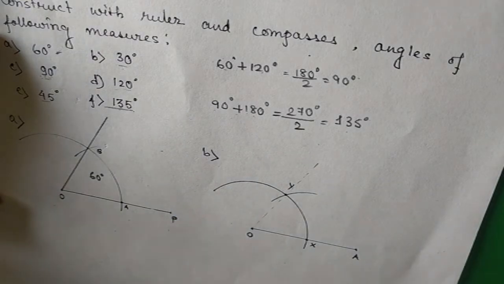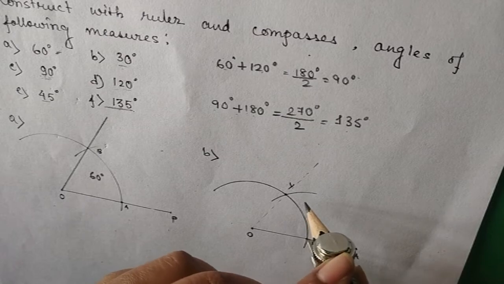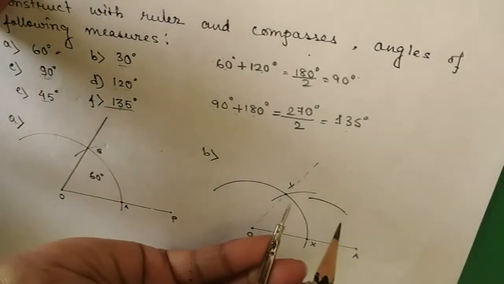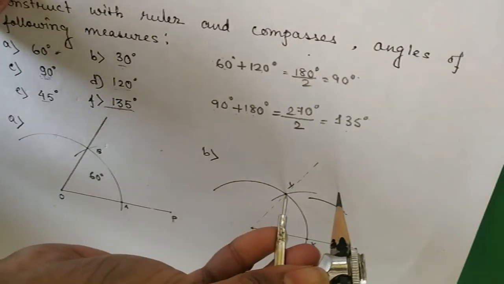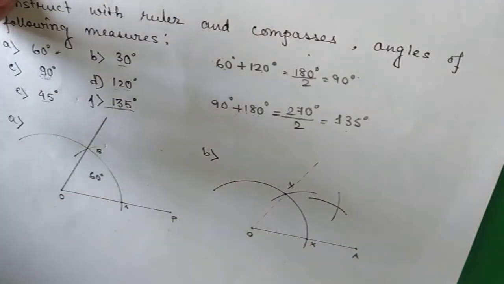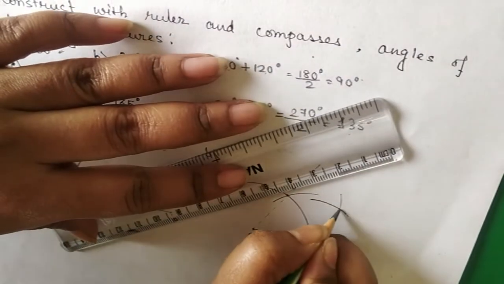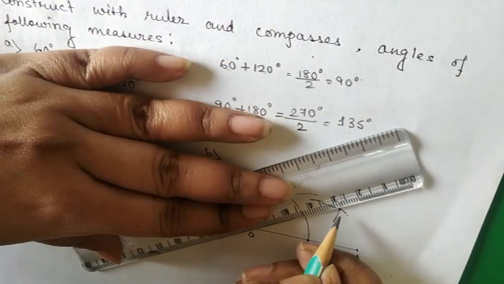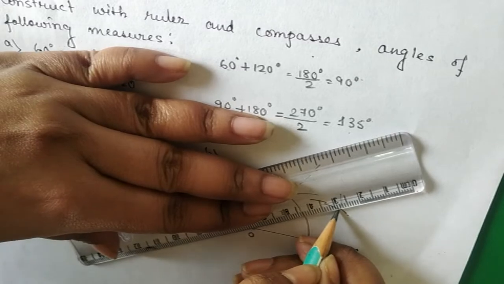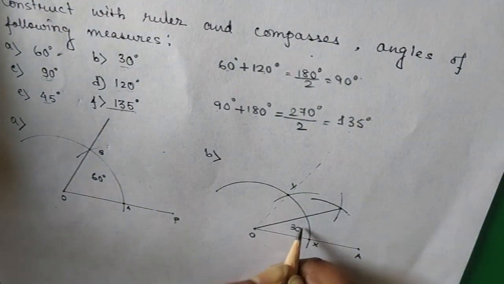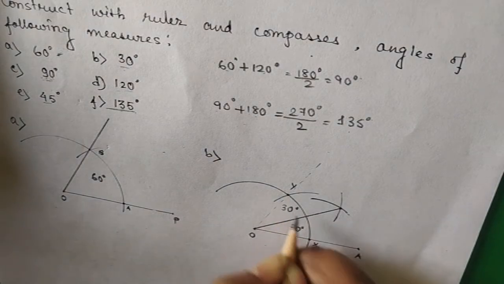Now we will bisect the 60 degree, means bisect these two points X and Y. For this we will place the needle of the compass at point X, and we will take more than half of XY, and we will draw an arc. With the same measurement from point Y we will draw another arc. So bisector means it divides the angle into two equal halves. That means when we join these two, we will get 30 degree. So this is also 30, this is also 30.